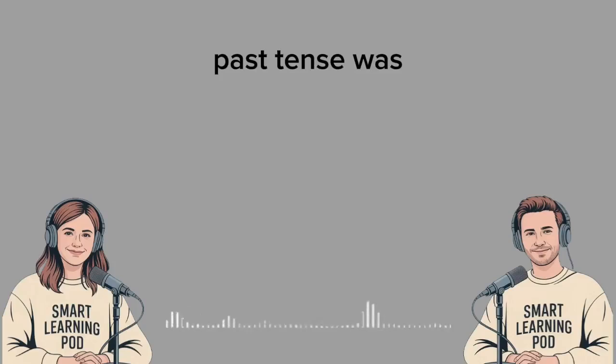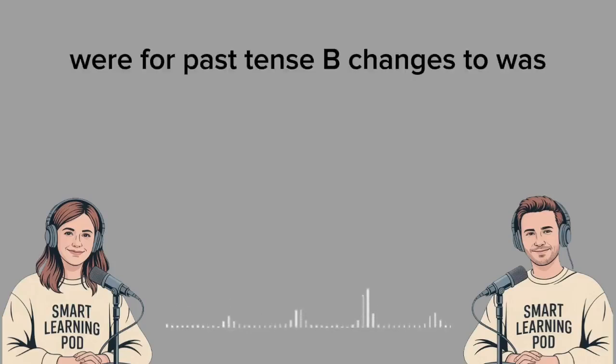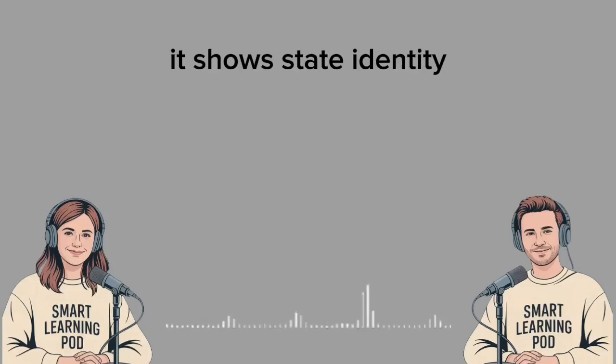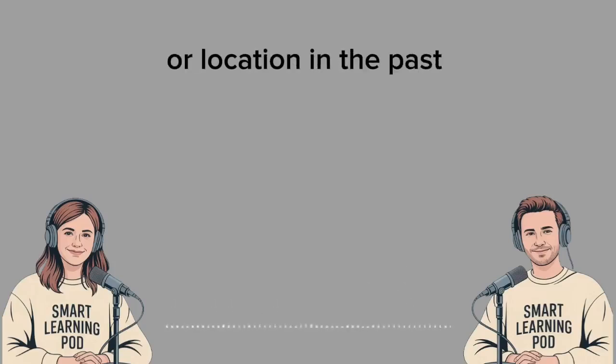2. Past tense. Was, were. For past tense, be changes to was and were. Was, with I, he, she, it. Were, with you, we, they. It shows state, identity, or location in the past.